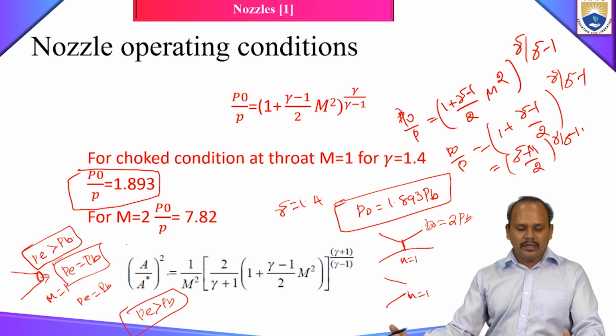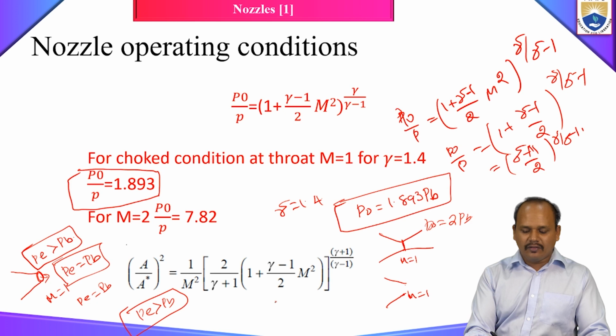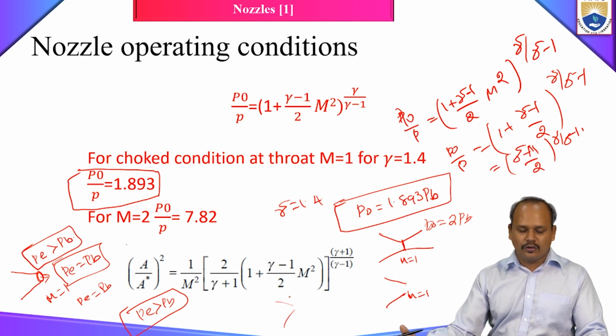Okay, so what will happen? Your pressure is more than your back pressure. So in order to attain the equilibrium with your surroundings, what will happen is that you will have the formation of waves. Okay, you have M is equal to 1 achieved at the throat location.